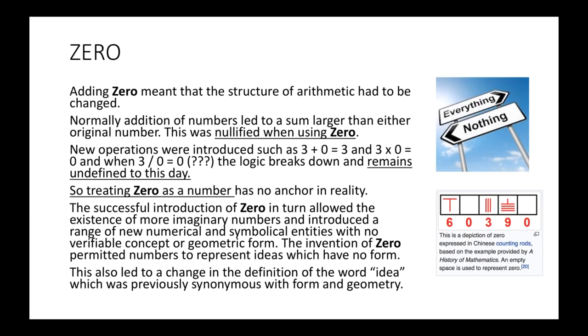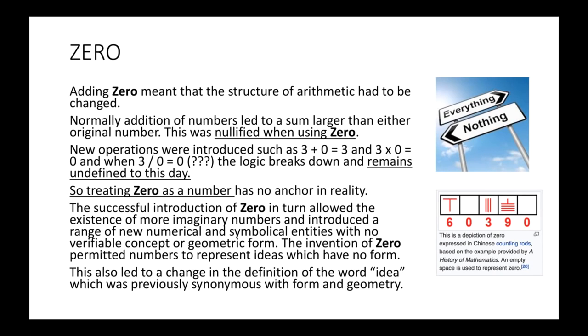Up until then, adding numbers together gave you a sum that was larger than the original number. But when zero was introduced, this all fell apart. So now you can add two numbers together and they don't get larger, they stay the same, such as 3 plus 0 equals 3, or 3 times 0 equals 0. And then you get the horrible problem when 3 is divided by 0, where logic breaks down, and this is still a problem in mathematics to this very day.